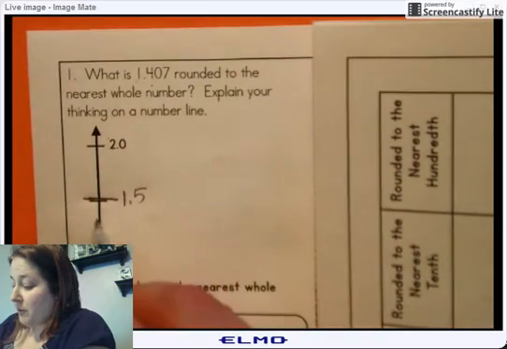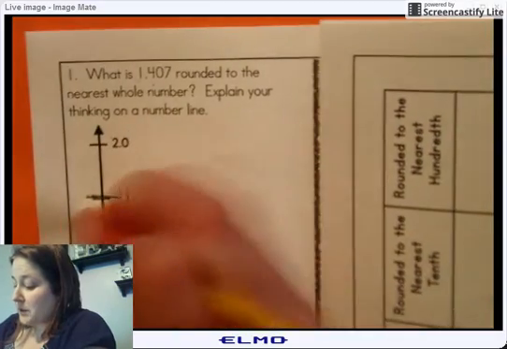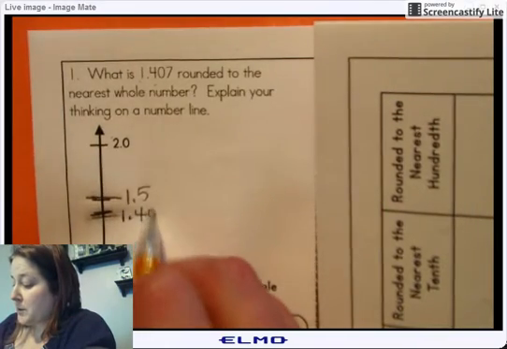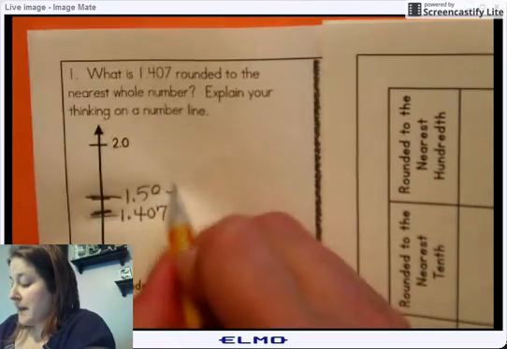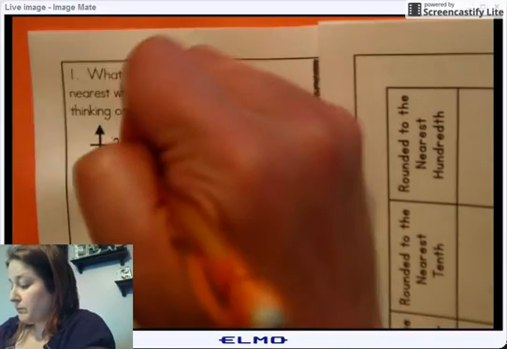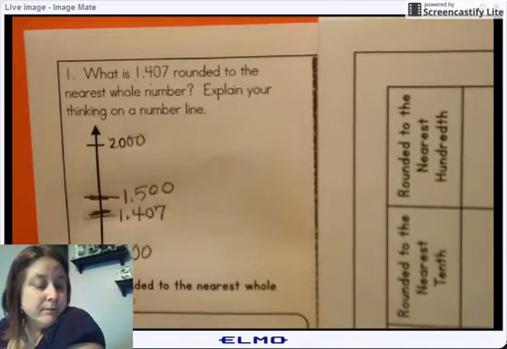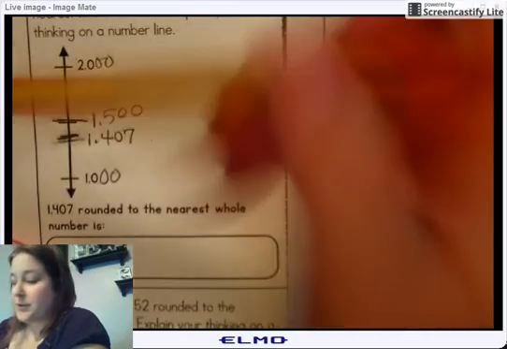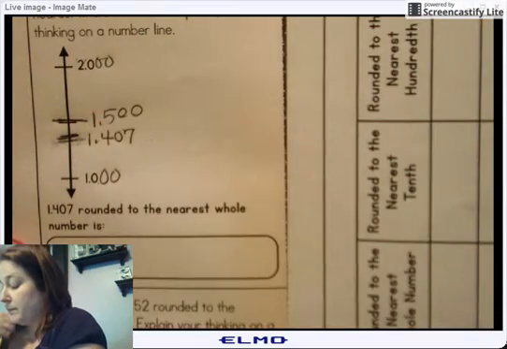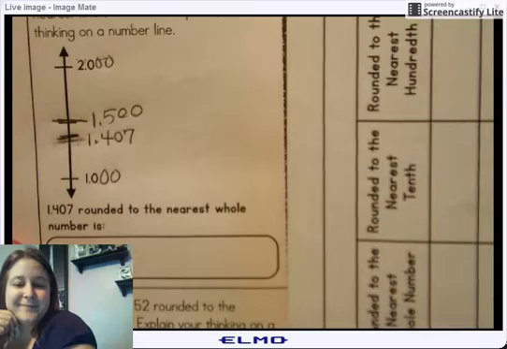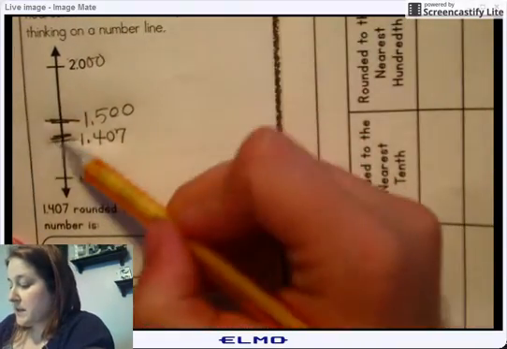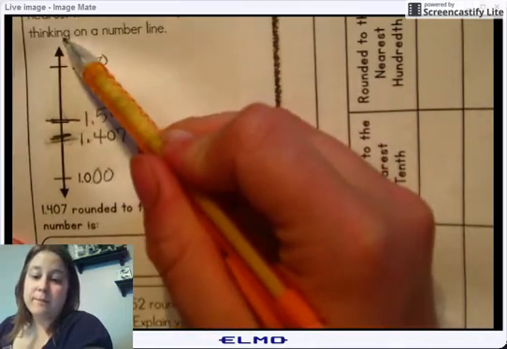So I would put that right about, maybe a little bit closer, but right around here, I'd put 1.407. Because remember, I can always add zeros. And rounding it to the nearest whole number, looking at it, is it closer to 2 or is it closer to 1? You should have said closer to 1 because it's closer to this part than it is to that part.